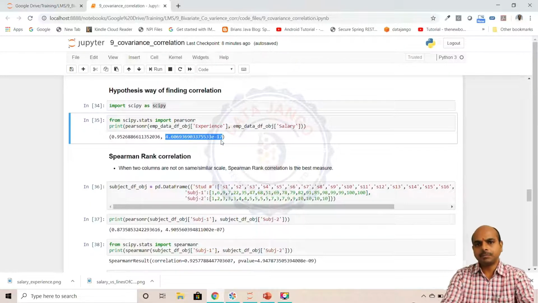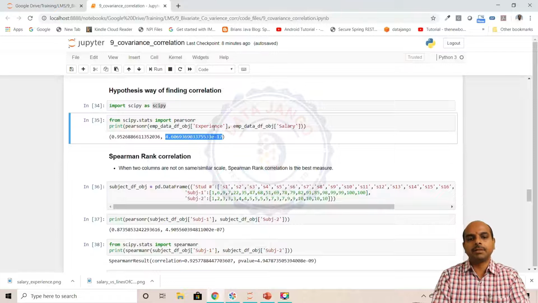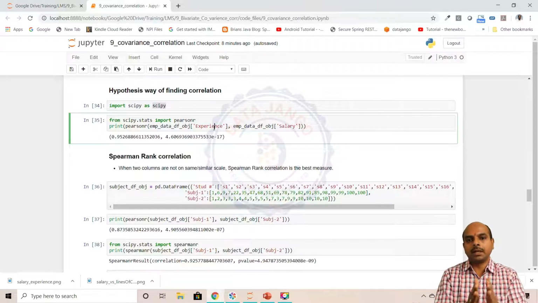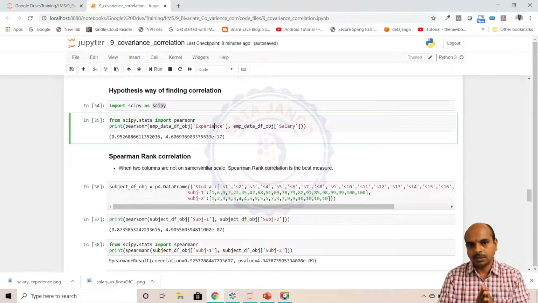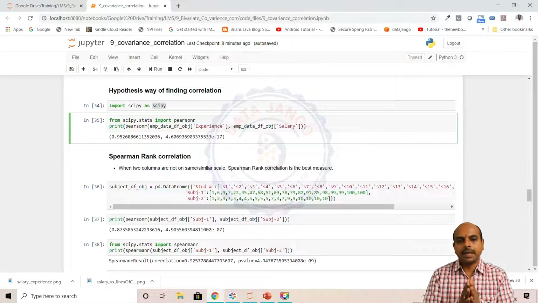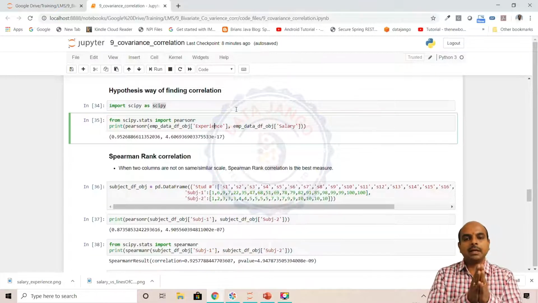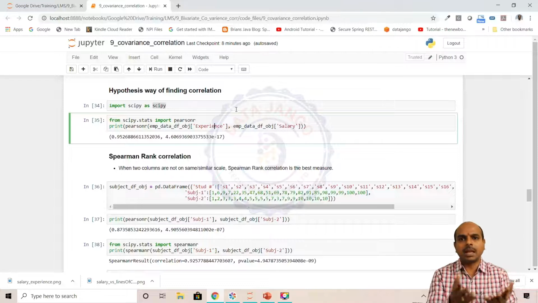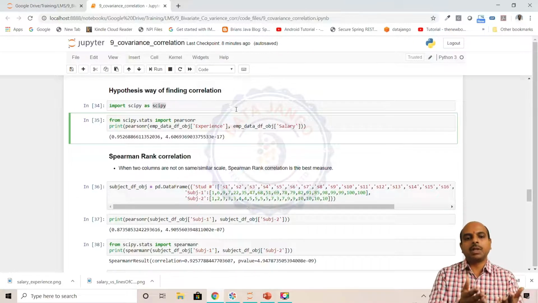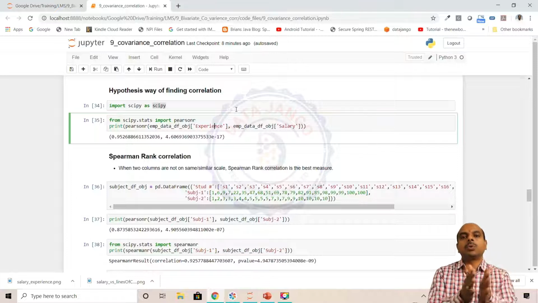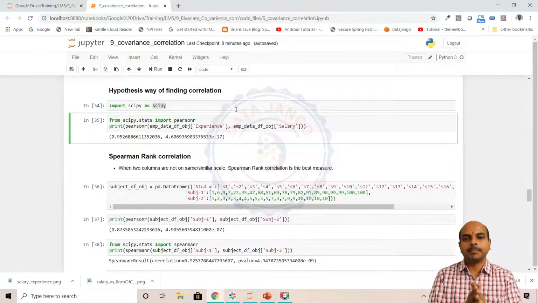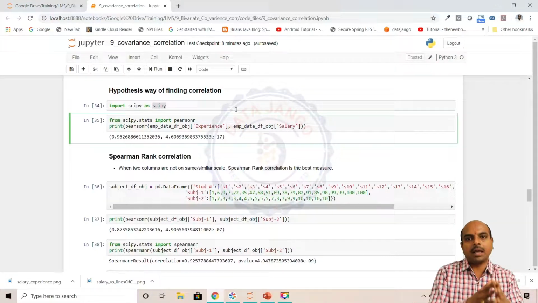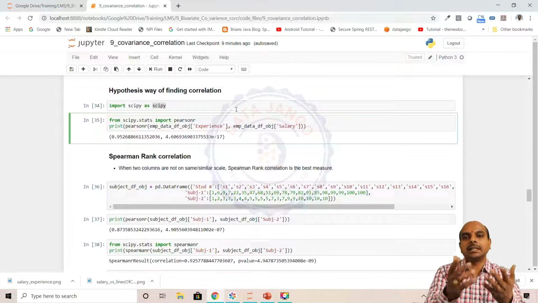What is p-value? The probability of being correlated when the null hypothesis is true. The probability of experience and salary being correlated when the null hypothesis is true. What is the null hypothesis? The null hypothesis for Pearson correlation is that there is no correlation between experience and salary. When you say there is no correlation between experience and salary as the null hypothesis, the p-value should be less than 0.05 to reject the null hypothesis.